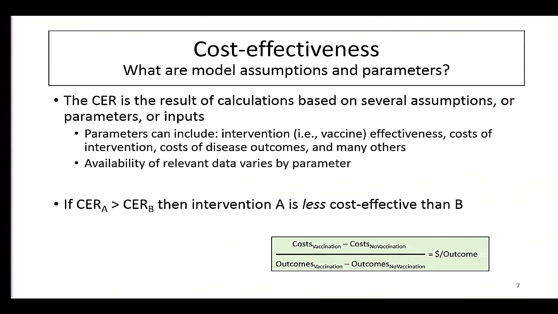As one quick concrete example of how cost effectiveness ratios work, you can imagine intervention A has a cost effectiveness ratio of $1 million per quality adjusted life year, and intervention B has a cost effectiveness ratio of $10,000 per quality adjusted life year. If this were the case, you would say intervention A is less cost effective than B because with A you pay $1 million for one QALY, and with B you pay $10,000 for one QALY.